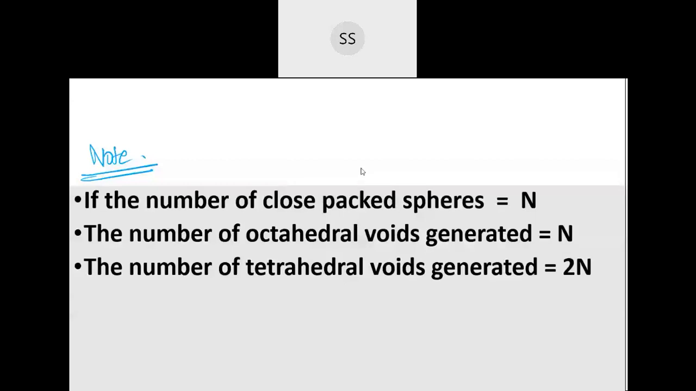Okay, I am giving you an example. If I give you a body-centered BCC unit cell, can you tell me for this BCC unit cell how many octahedral voids we will get and how many tetrahedral voids we will get? Use this formula and tell me.